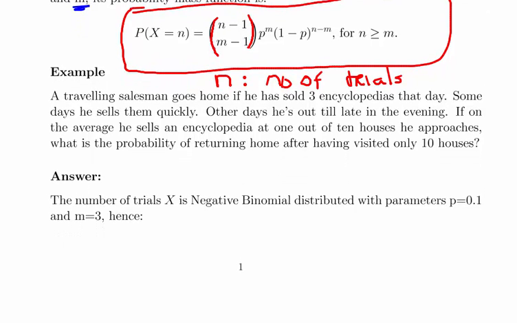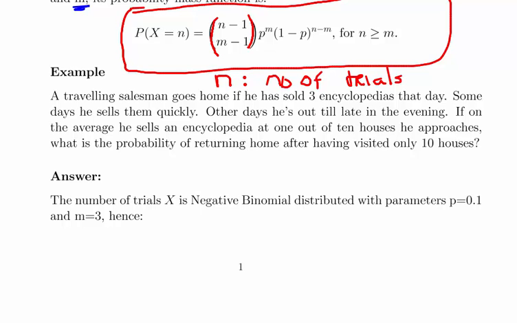Anyway, quick working example just to get us going. A traveling salesman goes home if he has sold 3 encyclopedias that day. So that's his daily target. Some days he sells them quickly, other days he's out late in the evening. If on average he sells an encyclopedia at 1 out of every 10 houses, so P equals 1 divided by 10, 0.1, he approaches. What is the probability of returning home after only visiting 10 houses?